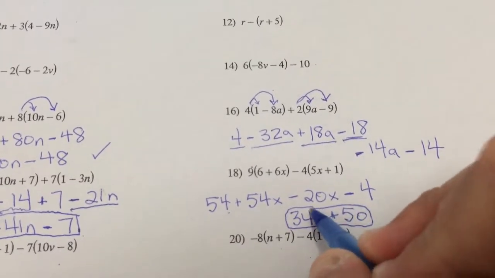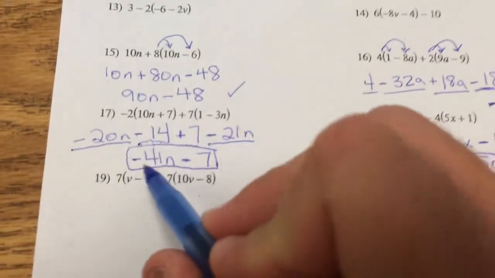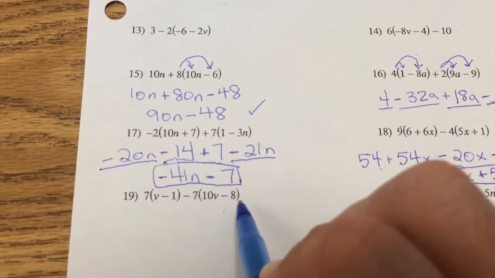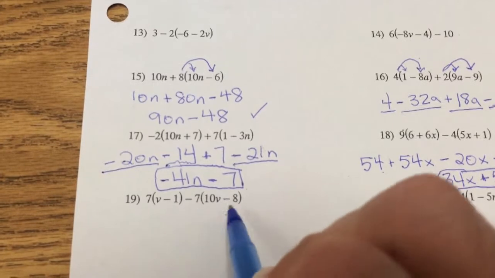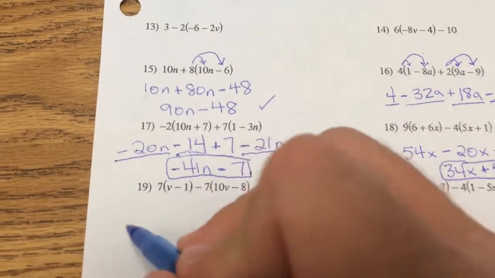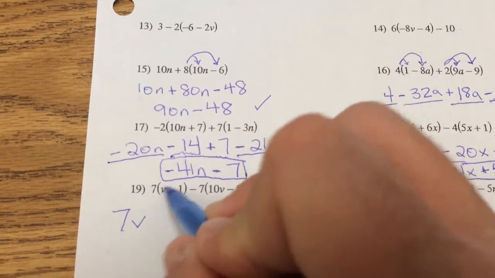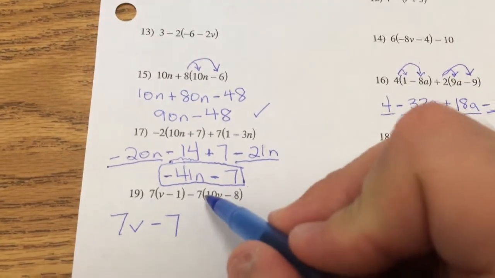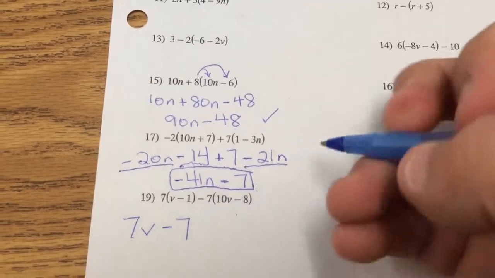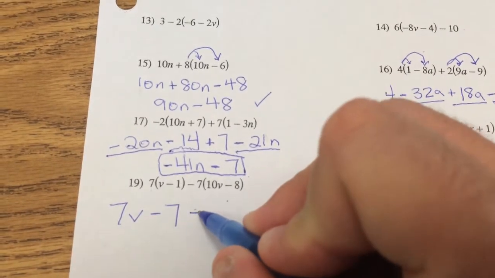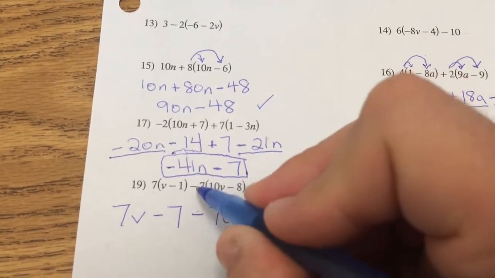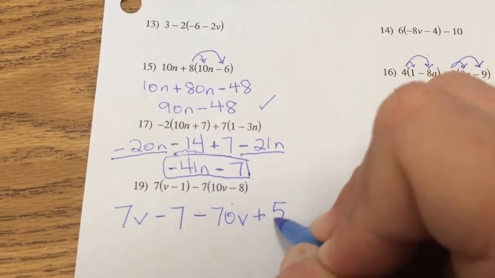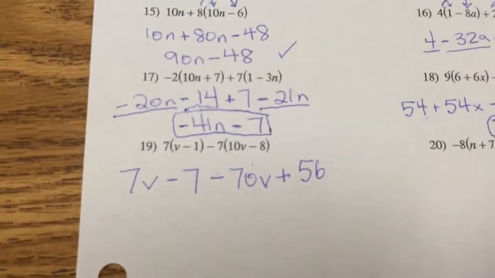Moving on to our last two. 7 times v minus 1, and a negative 7 times 10v, and then a negative 8. So remember, two negatives make a positive, but let's not go there yet. 7 times v is just straight up 7v minus 7, because this is 7 times a negative 1. Then we have negative 7 times a 10v, which is minus 70v. Negative 7 times a negative 8 is a positive 56. So 8 times 7 is 56.